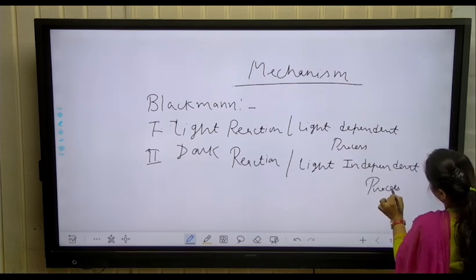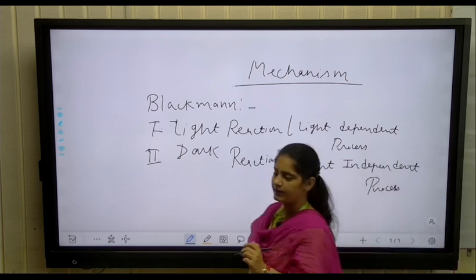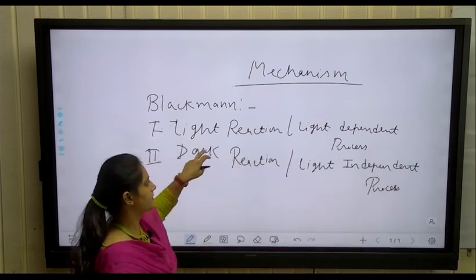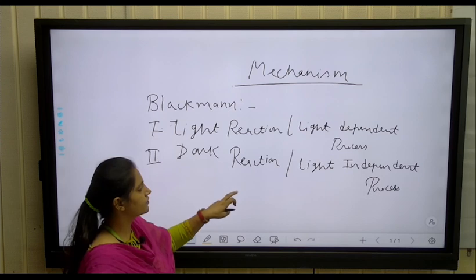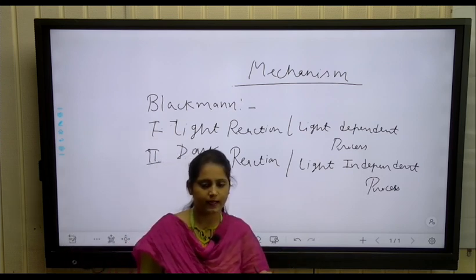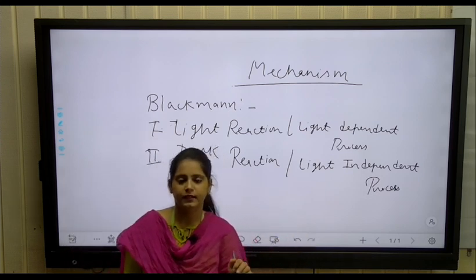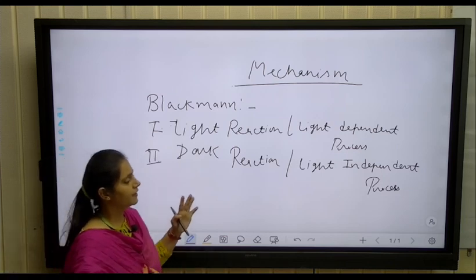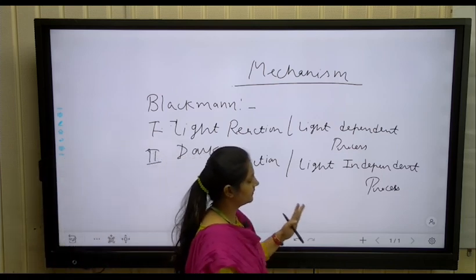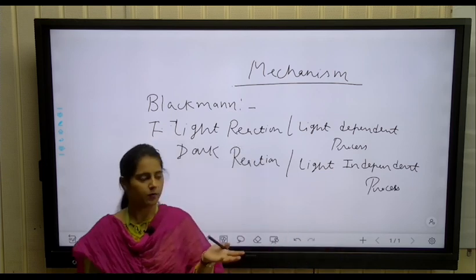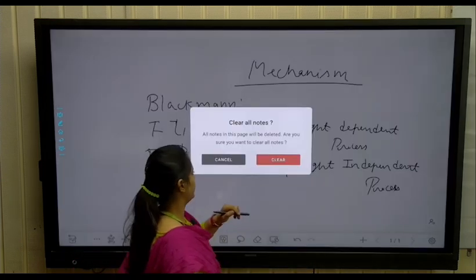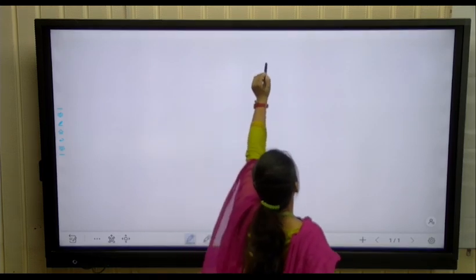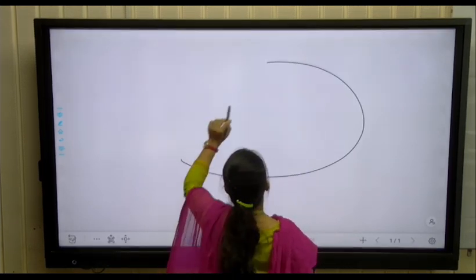Light independent process, which means the first reaction requires light and the second reaction does not require light. Light is not compulsory for the dark reaction, and these two reactions complete the process of mechanism of photosynthesis. Let's discuss them in detail. We will understand with the help of a diagram.